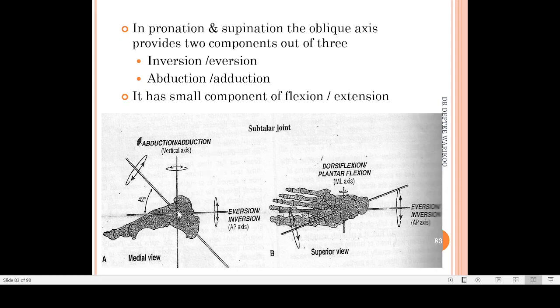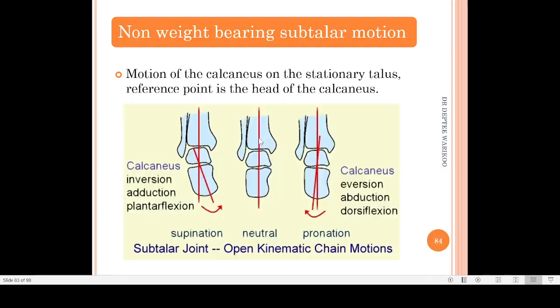Here you could see the abduction, adduction, and here you could see the eversion and inversion around the AP axis, abduction around the vertical axis. Non-weight bearing talar motions: the motion of the calcaneus on the stationary talus is around the reference point from the head of the calcaneum. You can see here, this is the supination, the calcaneal eversion, abduction and plantar flexion. This is the neutral position, and this is the pronation where calcaneal eversion, abduction and dorsiflexion occurs.